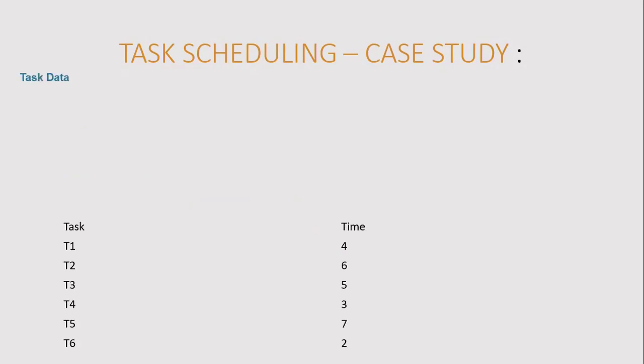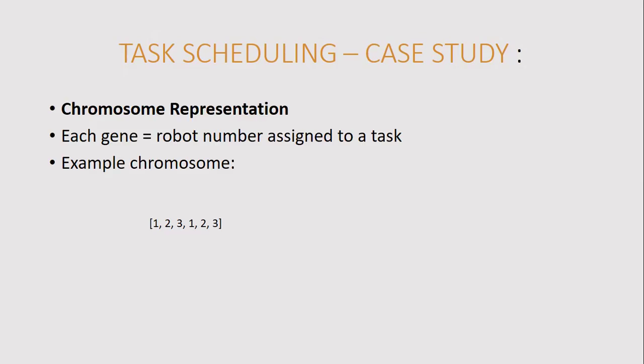These are the task data as listed here. The number of tasks in the assembly cell is considered to be 6, and each task has a unique process timing that has been tabulated here for your kind reference. Now, sample chromosomes can be represented by taking the following assumption as a rule of thumb. Each gene position in the chromosome is equal to the robot assigned to the task. This is the sample chromosome array that has been given here.